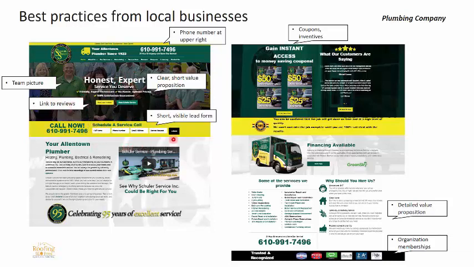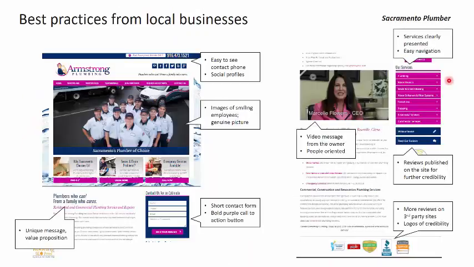Team picture. A short visible lead form is here. You can immediately get to the thing. Your Allentown plumber, you have the video here, some coupons, interviews, value proposition here, organization members. Same thing we discussed, right?